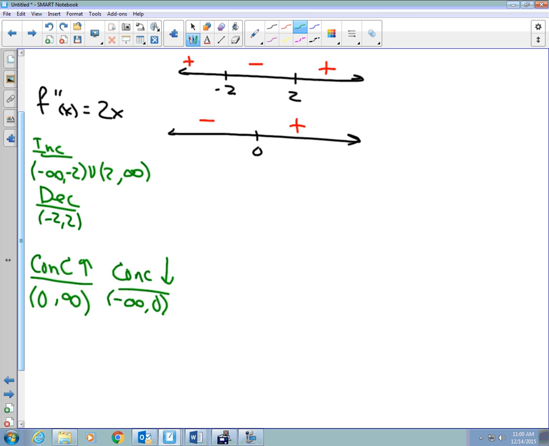Also, I want to identify local max, local min, as well as points of inflection. There are two interesting pieces about the local max and local min. Number one, the local max happens where the derivative changes from positive to negative. Now, let's think about that. If I have a local max, the derivative is changing from positive to negative. It is also concave down.